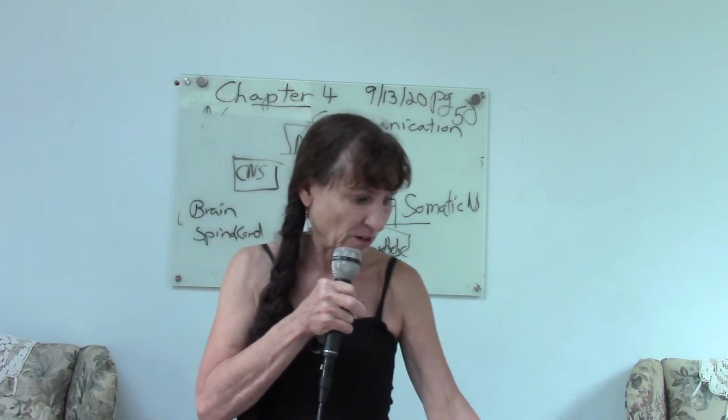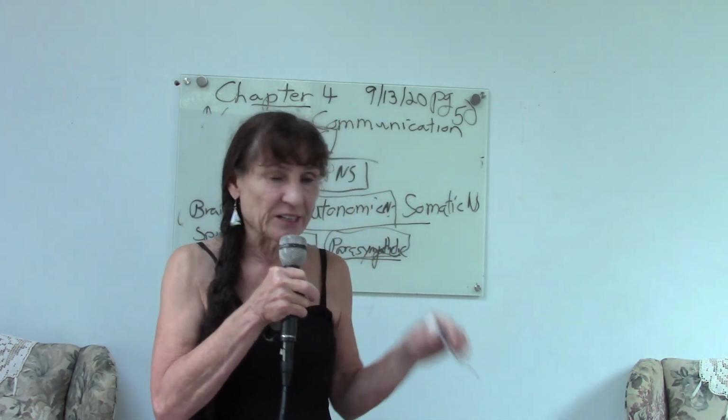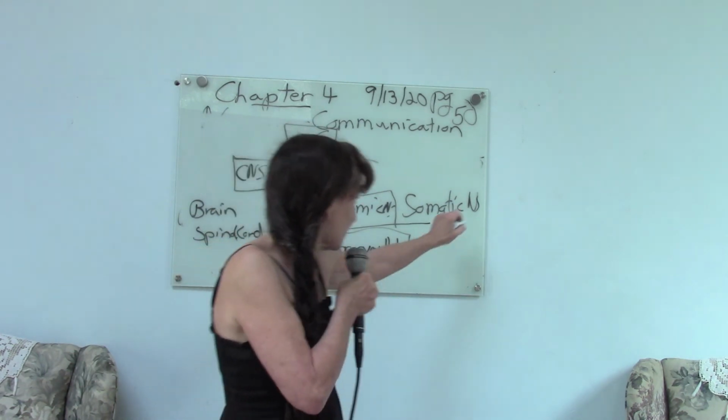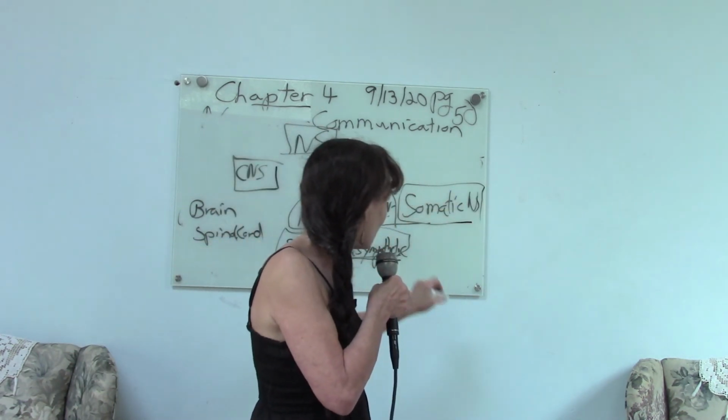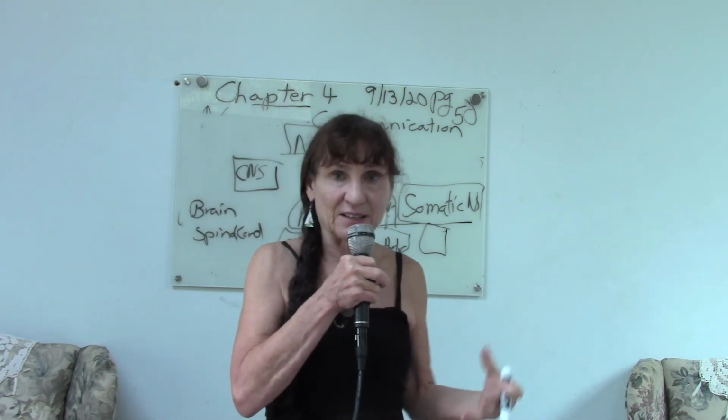This is all arranged differently on your spinal cord, and you can see that on page 59. Then the somatic nervous system is further divided into two. The first one is your sensory input.